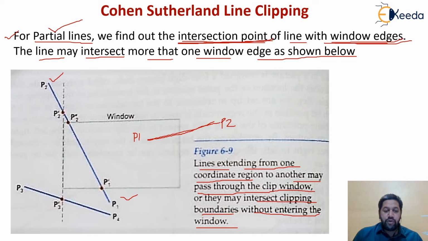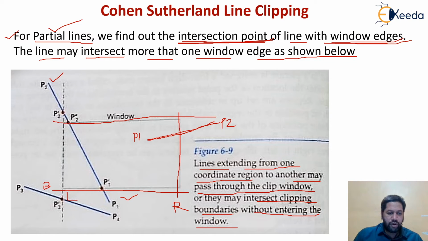So whether P1 and P2 is going to intersect this left edge of the window, as we have seen. This is my left edge of the window. This is my right edge of the window, getting me? This is my bottom edge of the window, and this will be my top edge of my window. So this is my left, right, bottom and top edge of the window. Does this P1 P2 line intersect with the left edge? No. Is it going to intersect with the right edge? Yes. So what we have to find out is this intersection point.